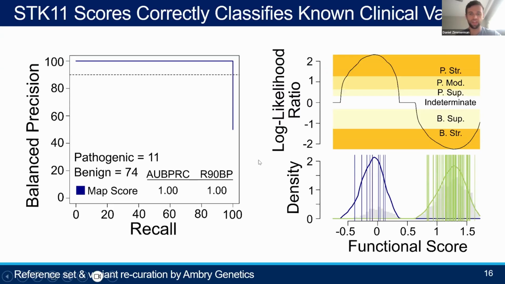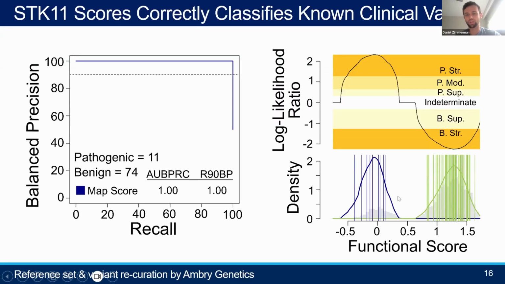And so what I'm showing here on the right is log likelihood ratio calculations, where what we've done is we've taken the reference variants from the left, the pathogenic and benign, plotted them as the vertical blue and green lines on the functional score range shown here on the x-axis, and then calculated probability density functions for each of them and looked at the ratio between the two.